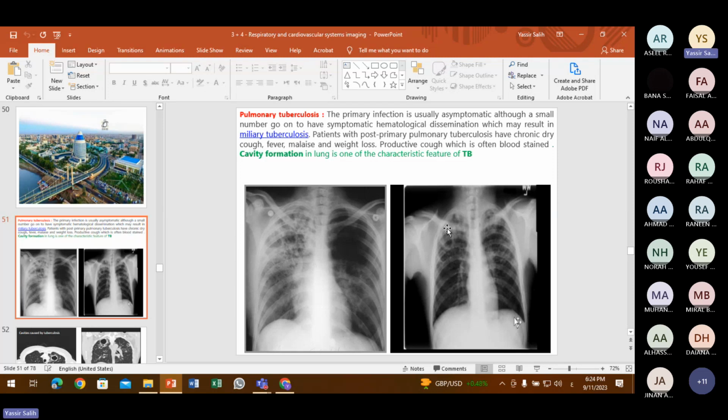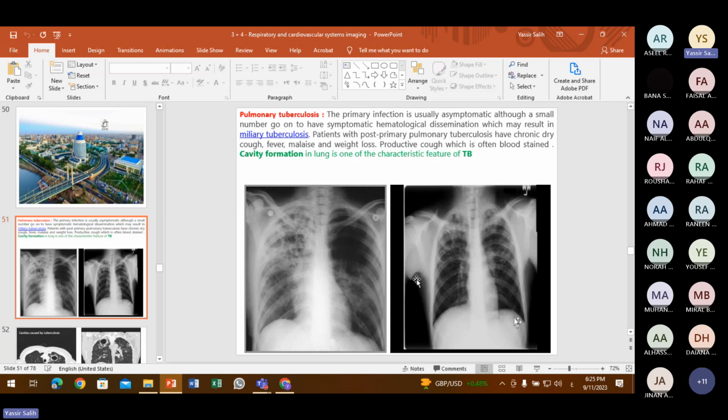Others sometimes may present with lymphadenopathy and linear shadows, which are sometimes characterized by calcification. The most important thing to know is that in reactivation tuberculosis on the chest X-ray you can see these signs: consolidation, air bronchogram, and the cavitary lesion.